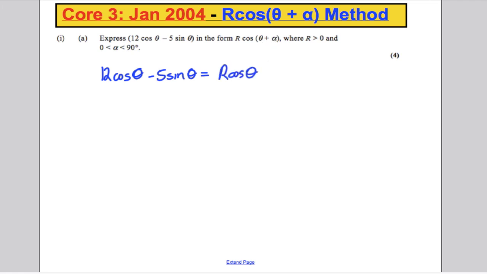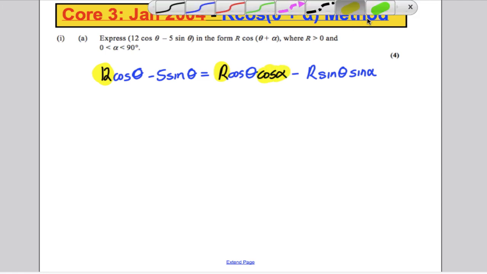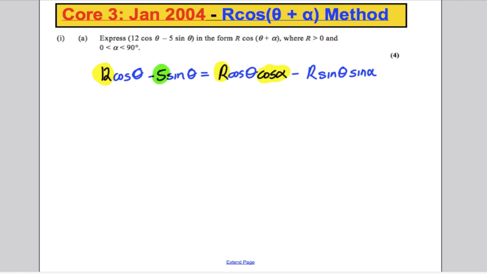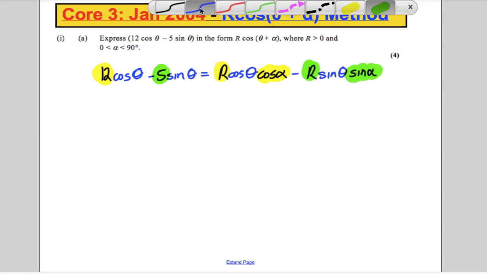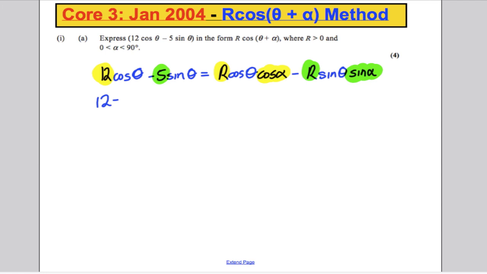R cos theta cos alpha, subtract R sine theta sine alpha. By equating, I can see that 12 must be the same as R cos alpha, and 5 must be the same as R sine alpha. So I can write those two down to get a mark. 12 is equal to R cos alpha, and 5 is equal to R sine alpha.